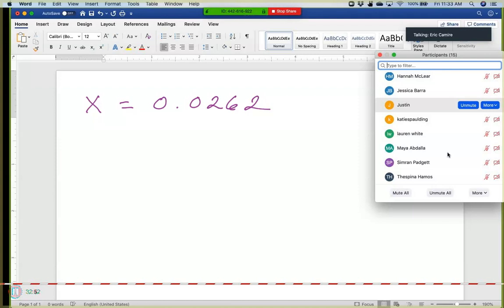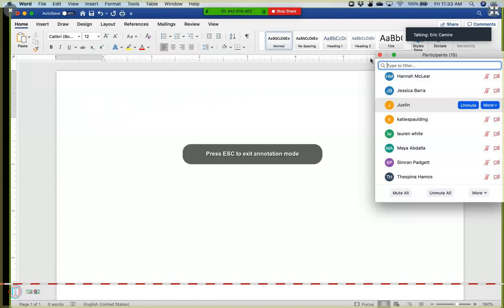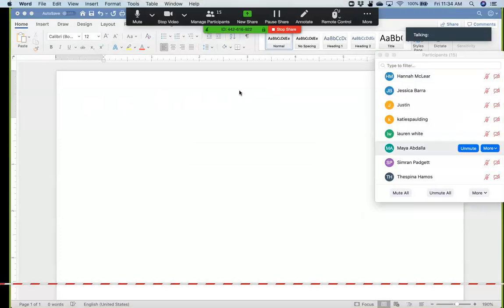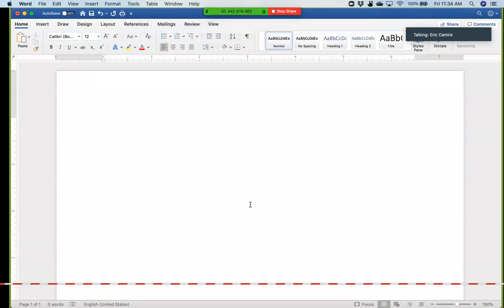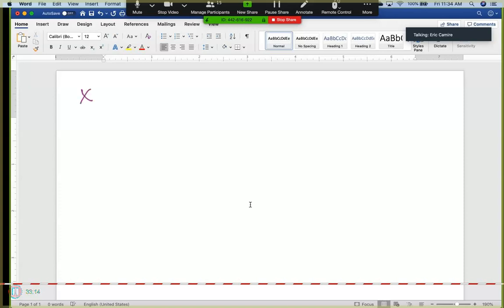We're still not done, though. Let me just wipe this for a second. I want to get this off my screen when it's recording. All right. So we have x equals 0.0262.